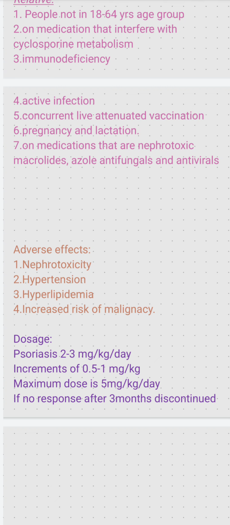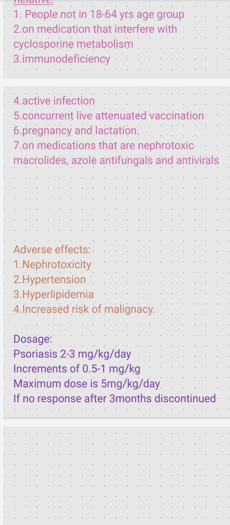Then in persons who have hypertension, we all know that cyclosporine is contraindicated. Why? Because the hypertension can occur by reversible mechanisms and also by irreversible mechanisms.